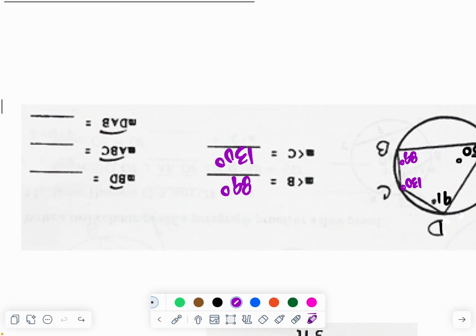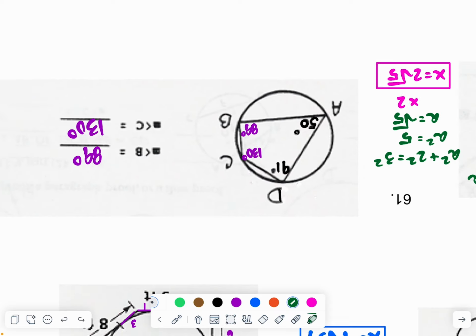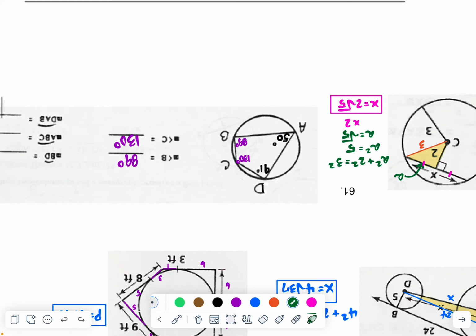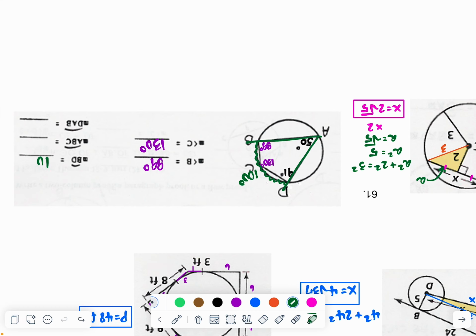Then it wants us to find all these arcs over here. That's going to be pretty easy because every single one of these angles is an inscribed angle. So all you have to do is use the inscribed angles to find the arcs. The first one is arc BD. Here's arc BD, and it is being intercepted by inscribed angle A of 50 degrees. Inscribed angles are half their arcs, so that means the arc has to be 100 degrees.